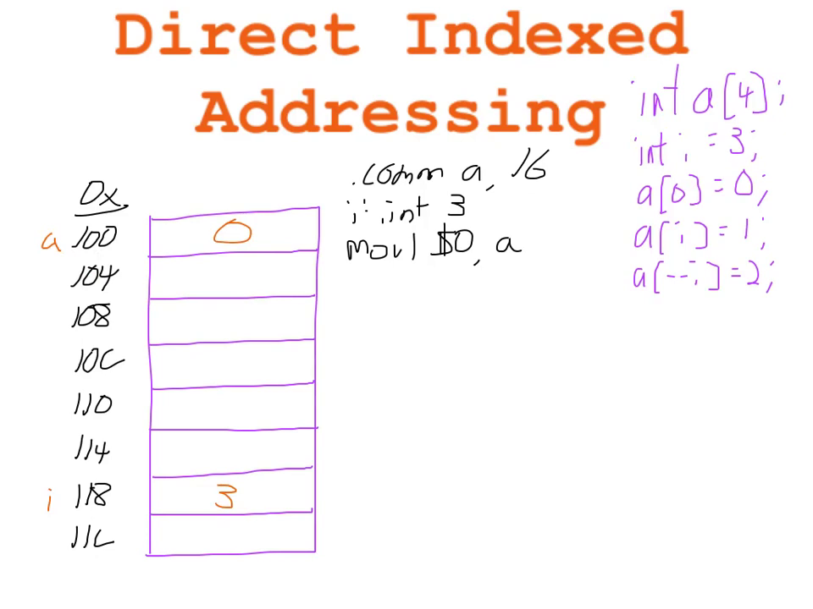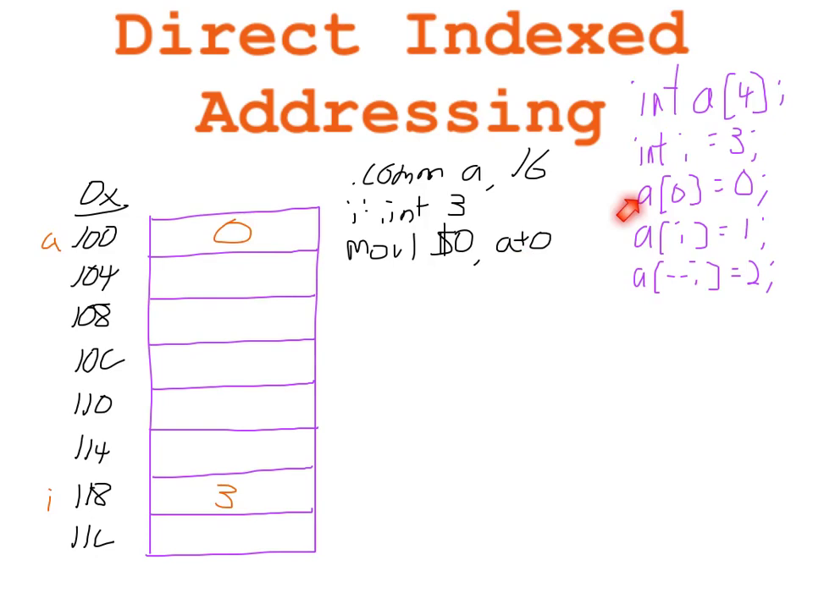We could optionally, if we really had wanted to be precise about what we're doing, have put a plus 0 here, which would have said the address of A, which is 100, plus 0 bytes. In other words, just the address of A, which is exactly what we've done here. So we've done the first line here. Now we move on to where we would need to use direct indexed addressing.